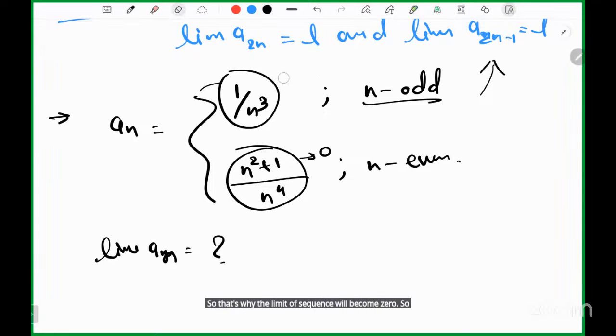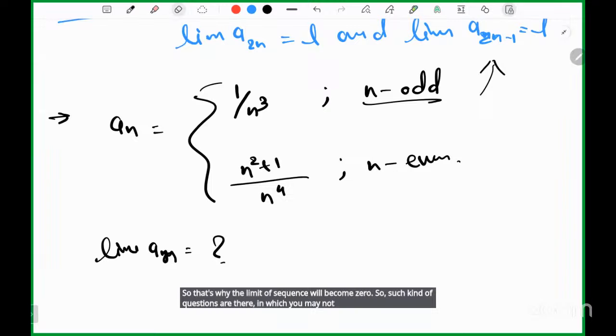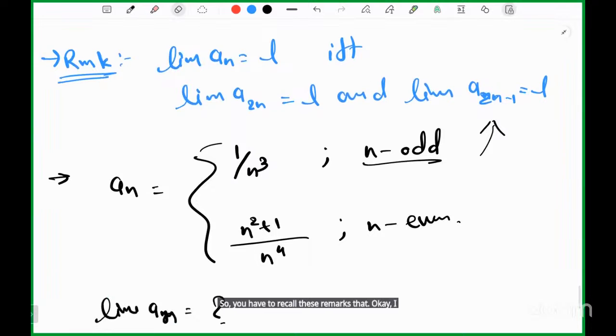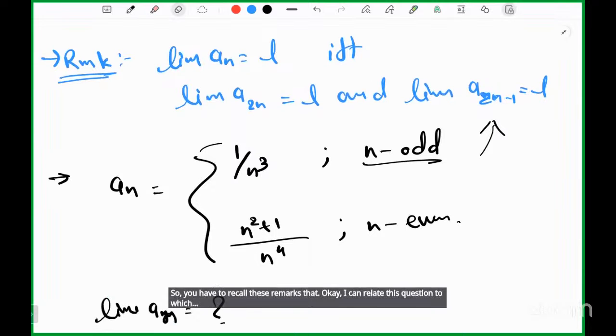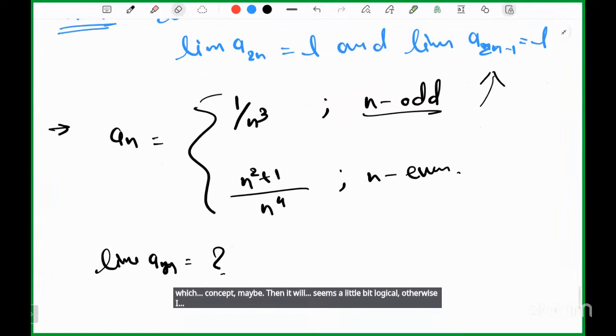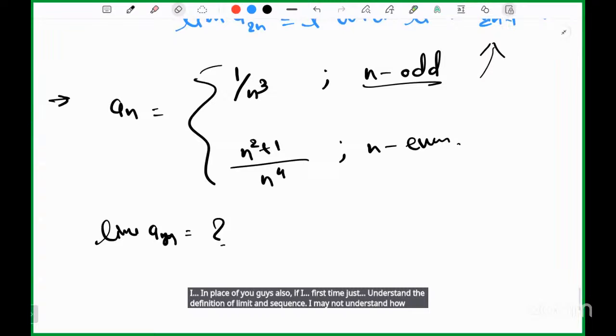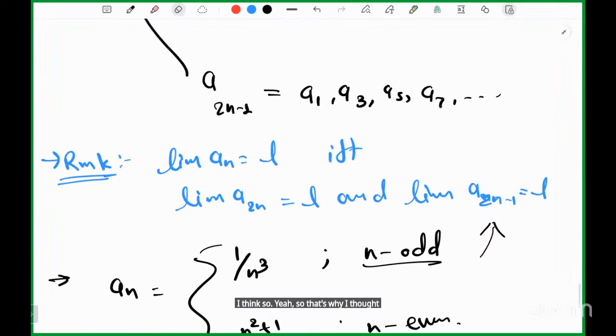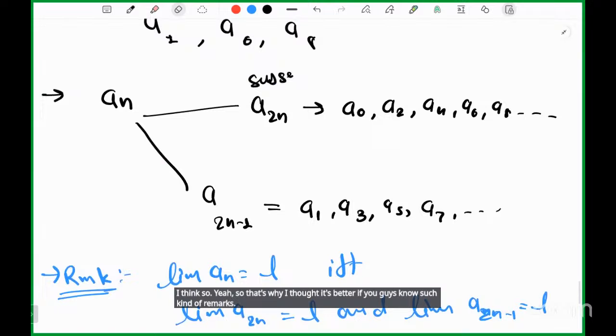So such kind of questions are there in which you may not get any starting point. You have to recall these remarks and think which concept you can relate this question to. Then it will seem a little bit logical. Otherwise, if I were in your place and first time understood the definition of limit and sequence, I may not understand how to solve this question. Yeah, very true. So that's why I thought it better if you know such remarks. Then you can at least think about something.